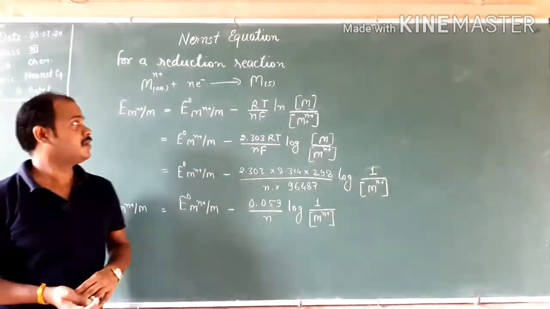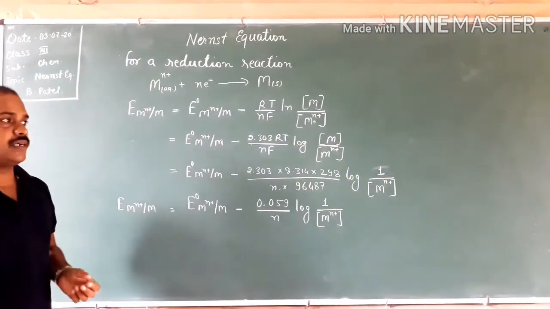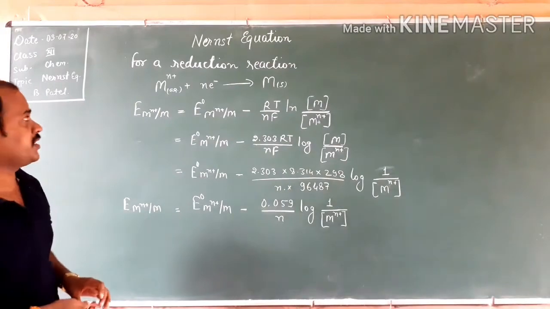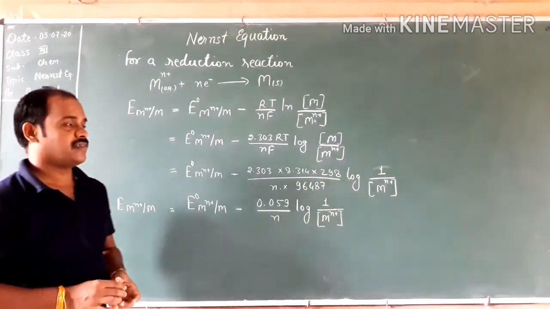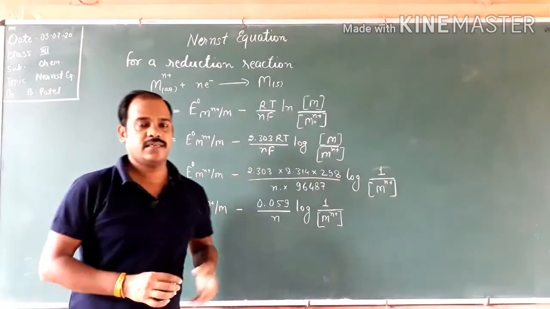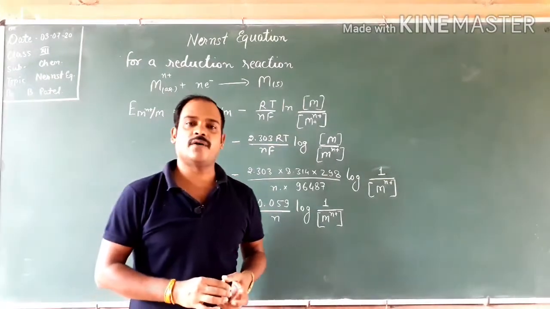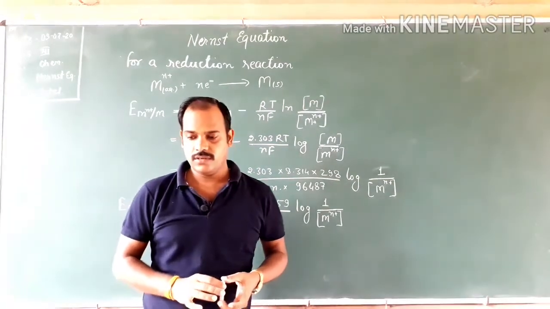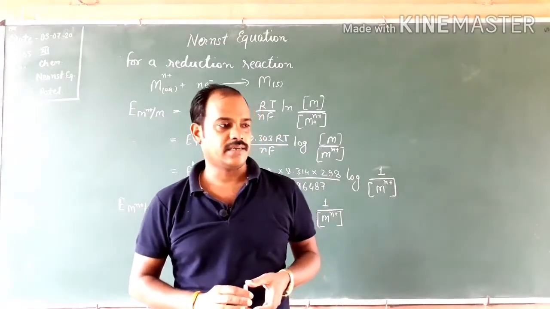Today I am here for the discussion for class 12, the third unit, that is electrochemistry. Students, in electrochemistry today's topic is the Nernst equation. Before starting the Nernst equation, in my previous video we discussed electrode potential, where we calculated the standard electrode potential.